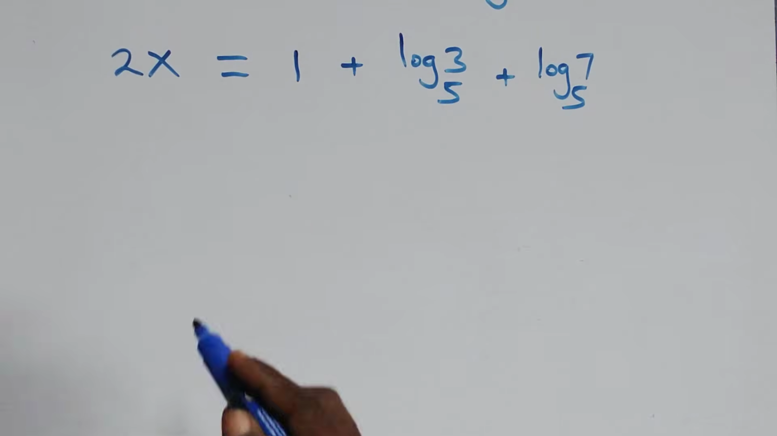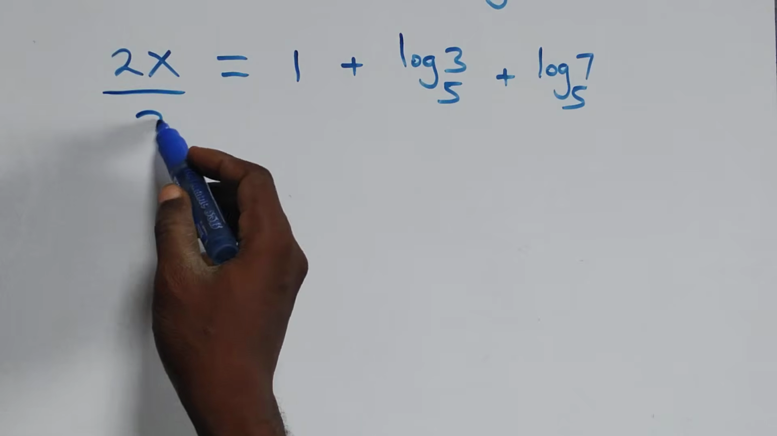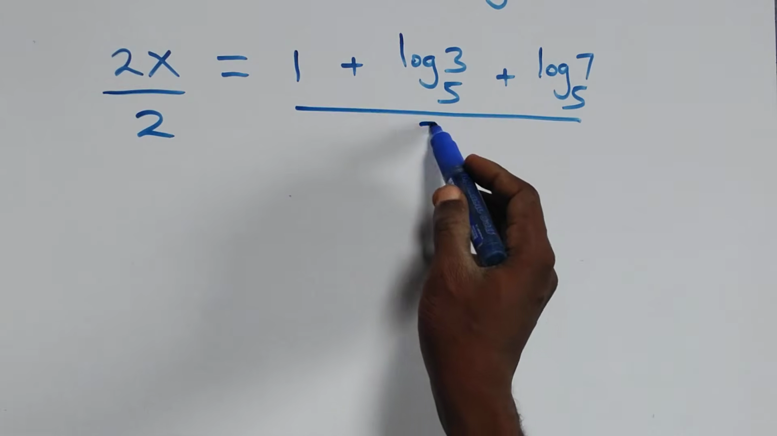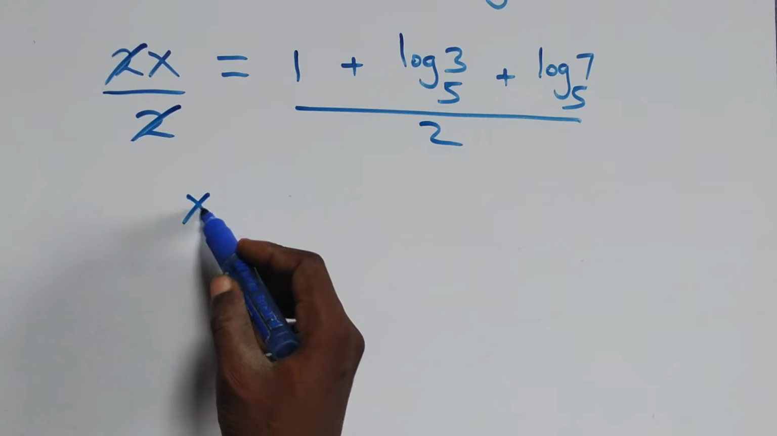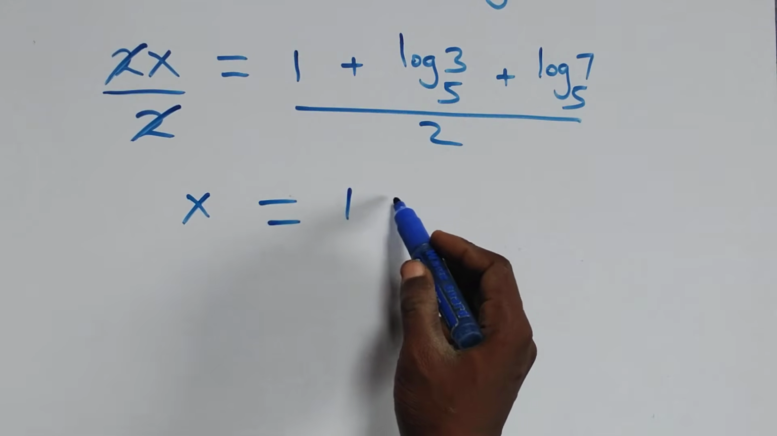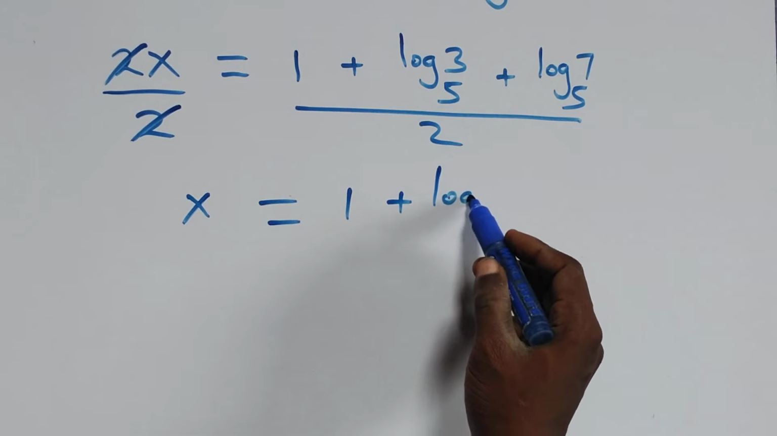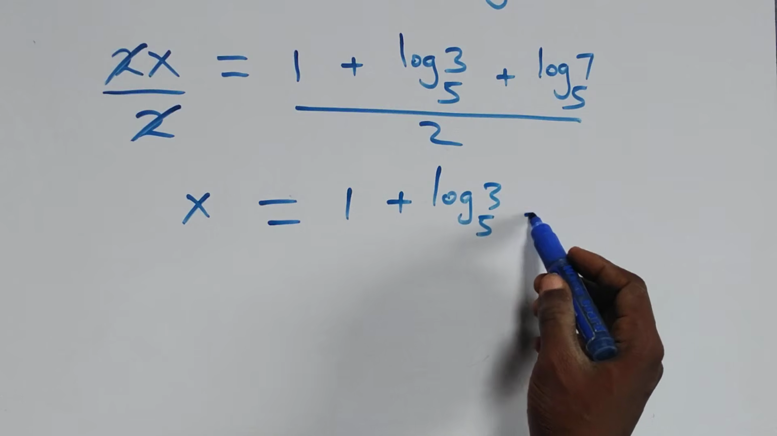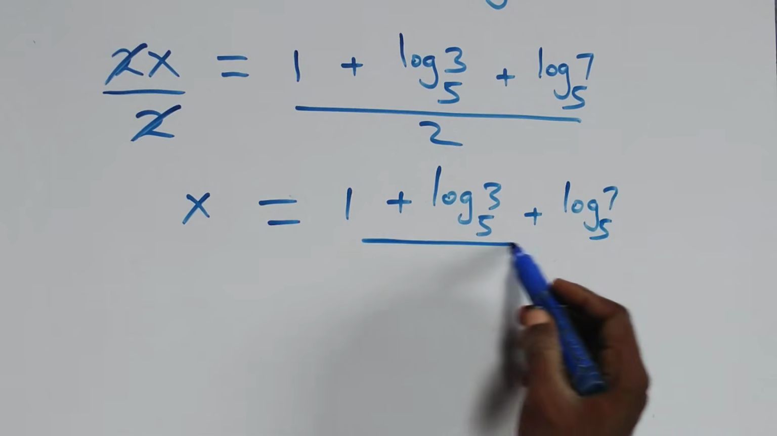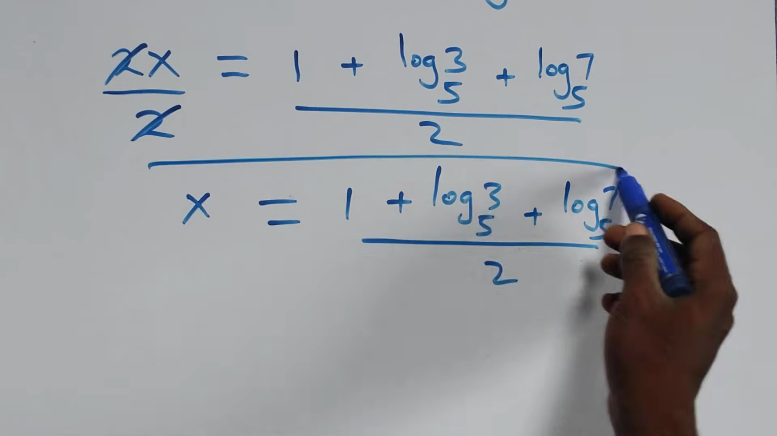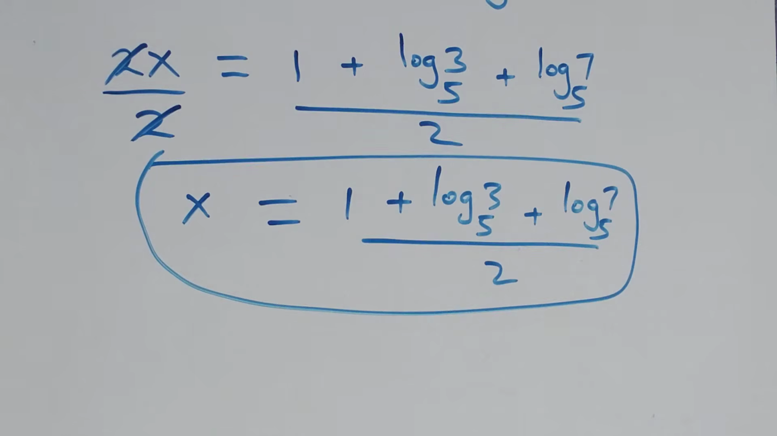We divide both sides by 2 here. Divide this side by 2. Also divide this side by 2. That is 2 cancel each other. And we have x equals to 1 plus log 3 base 5 plus log 7 base 5 over 2. Then we have the value of x in this problem as 1 plus log 3 base 5 plus log 7 base 5 all over 2.